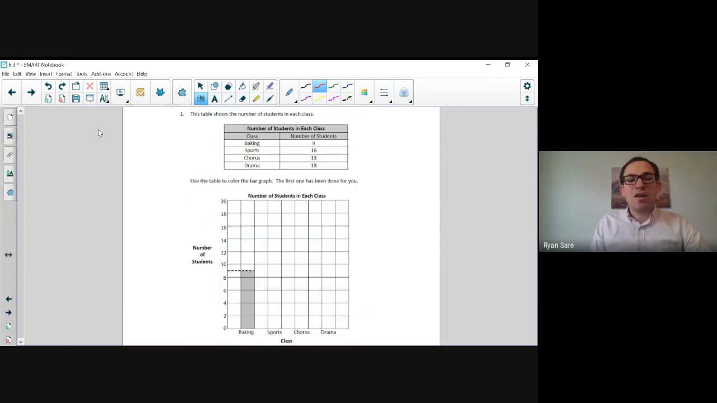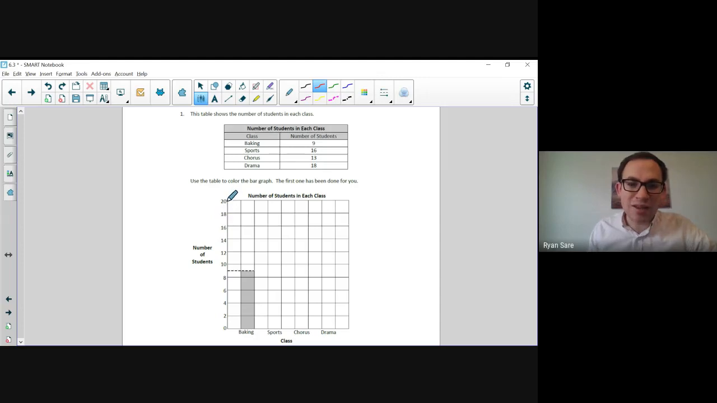Okay, now last, this is the first problem of the problem set. You'll notice this is called a table of information, and they're making it into a bar graph. The table shows the number of students in each class. Use the table to color the bar graph. The first one's been done for you. So they already filled in that there were 9 students in baking.